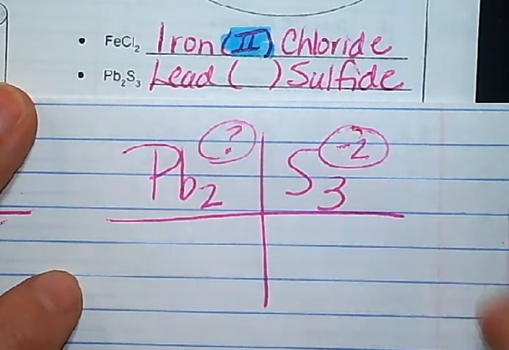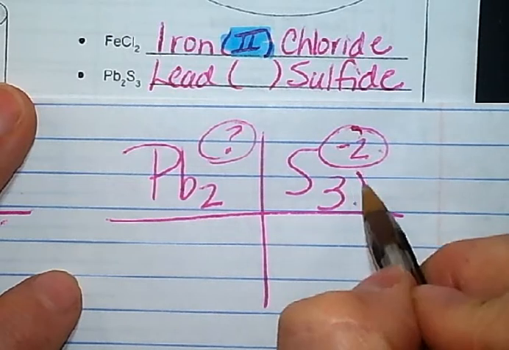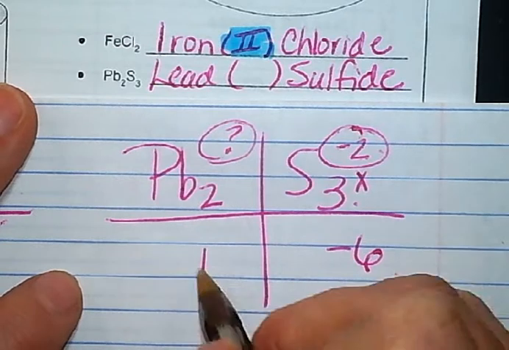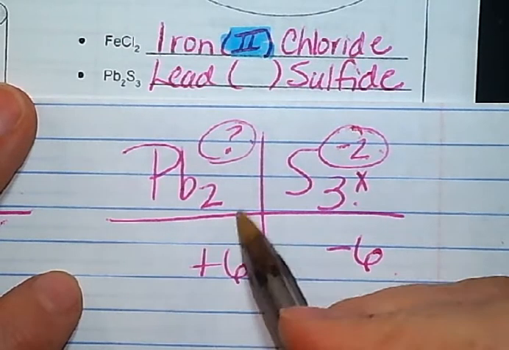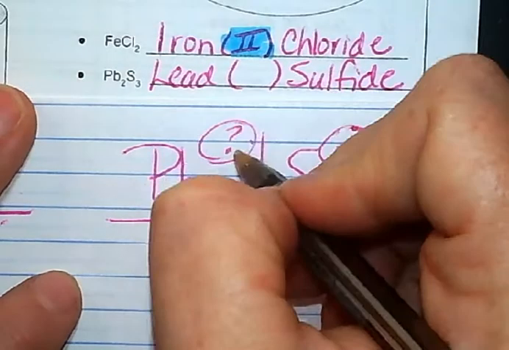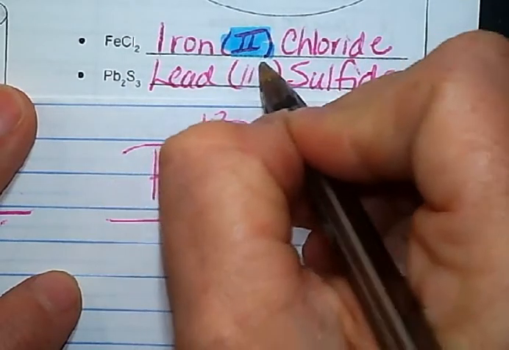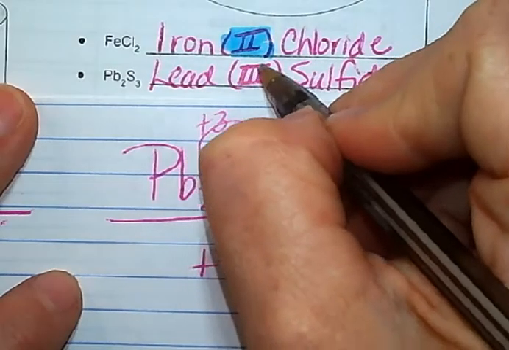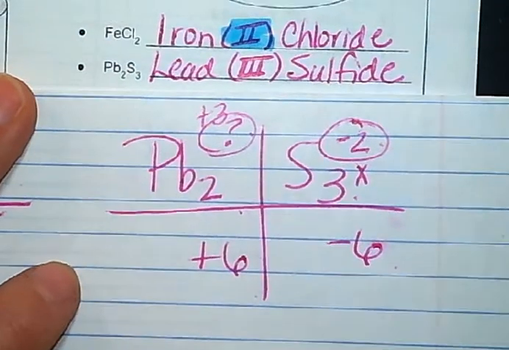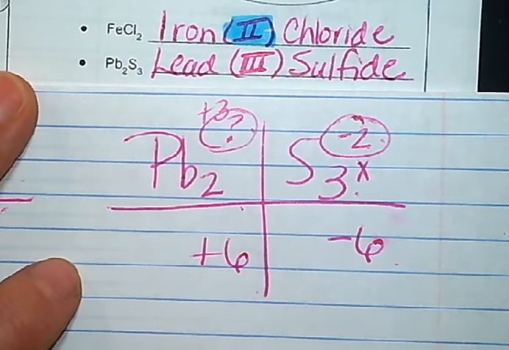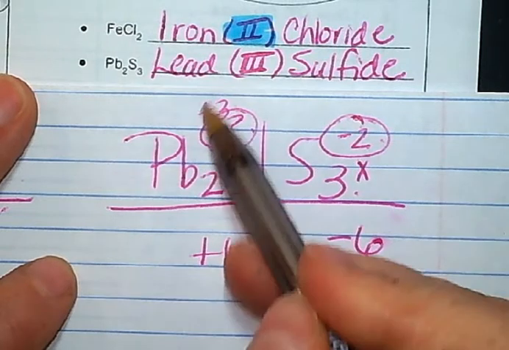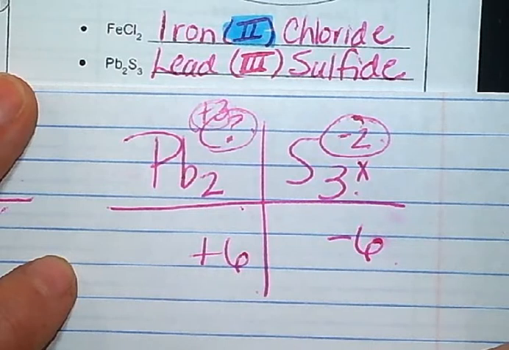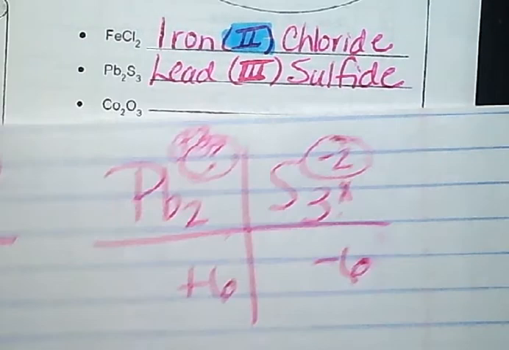That's the one we're trying to get to. Okay? So -2 times 3 is going to give me -6. If this side's -6, it's got to be +6. So what number times 2 gives me +6? +3. So if this is a +3, 3 is your Roman numeral that goes in there. Because you are wanting to know the charge of one lead atom, not both lead atoms. So don't put a 6 in there. You want to know it for only one lead atom. See the difference?